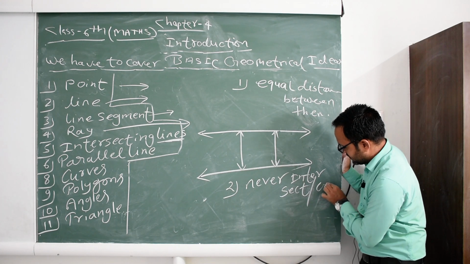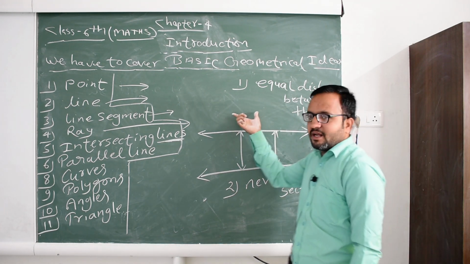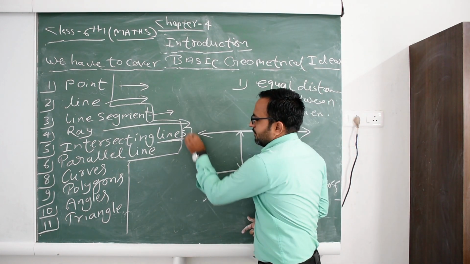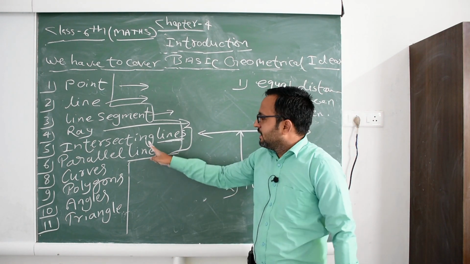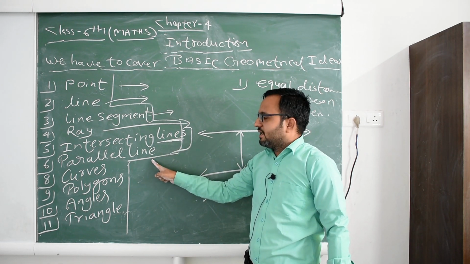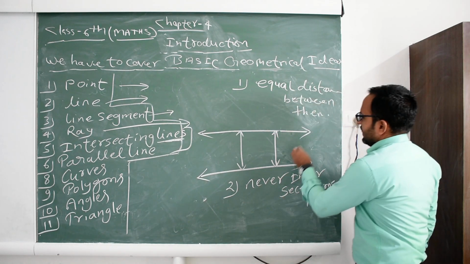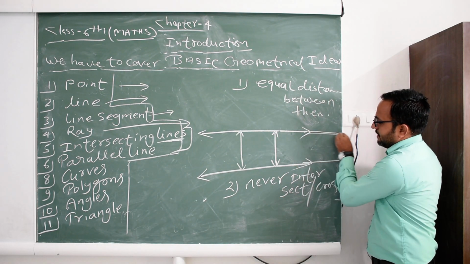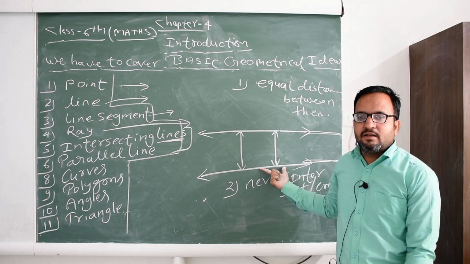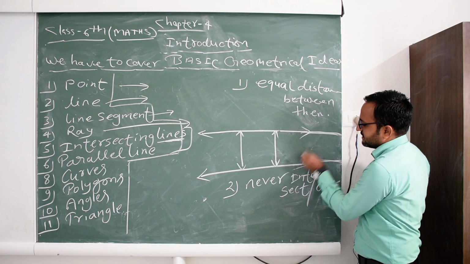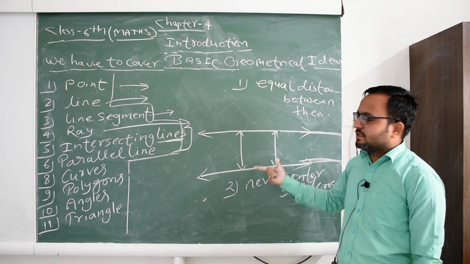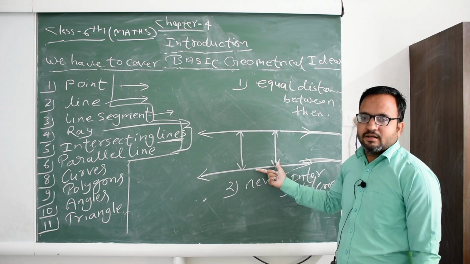They never intersect or cross. Parallel lines are the opposite concept of intersecting lines. Intersecting lines cross each other, but parallel lines never cross each other. If we extend these lines and they never intersect, we call them parallel lines. If they intersect, they are called intersecting lines. So a railway track is the best example of parallel lines.